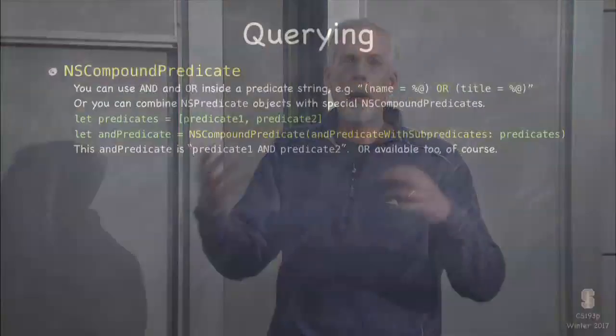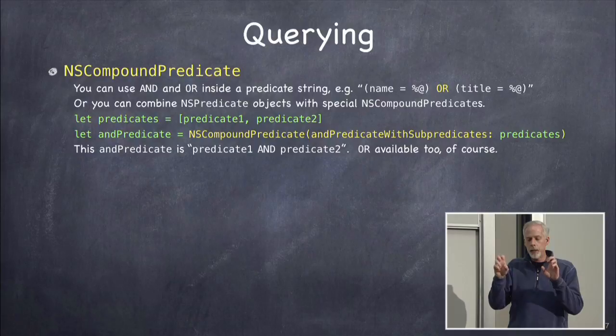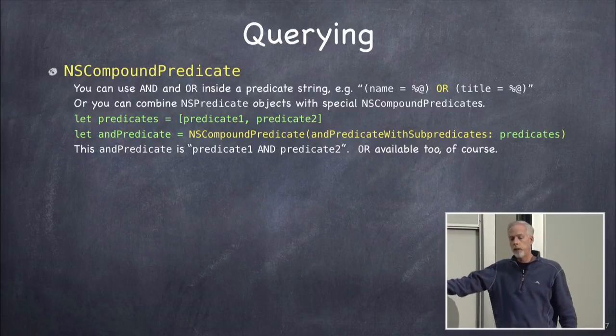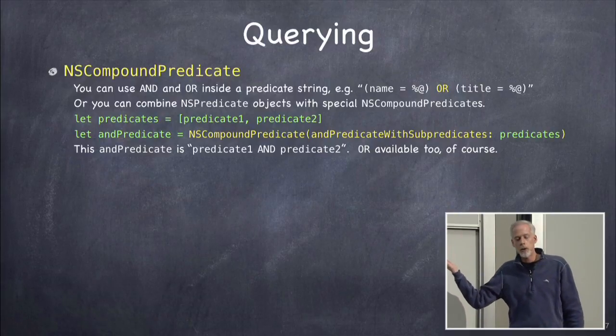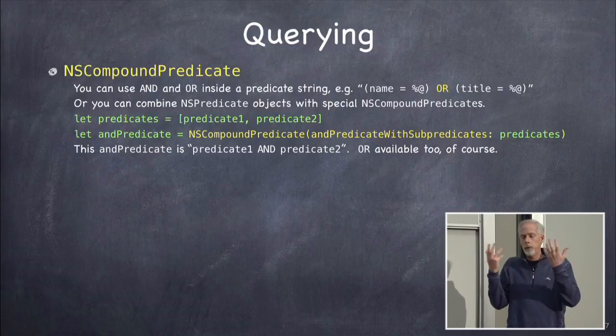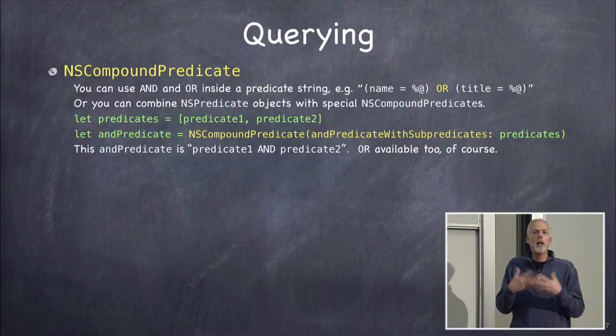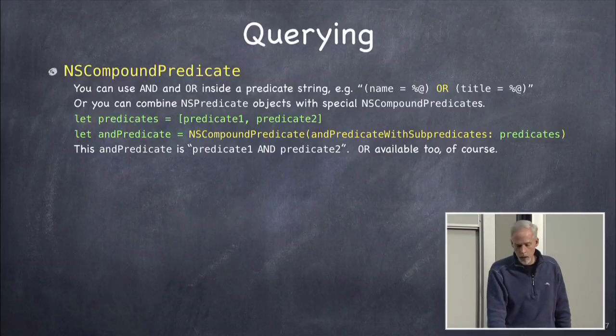Compound predicate. You can build a compound predicate like an and predicate or an or predicate. You could put or and and in the string, or you could create separate predicates and and them together by creating an NSCompoundPredicate andPredicate with subpredicates. You just give it an array of predicates and it ands them together. Why would you ever want to do this versus just putting and or or in there? Well, maybe you're computing what the predicates are, depending on what the user clicked on or something, and so you want to add these things you computed together.